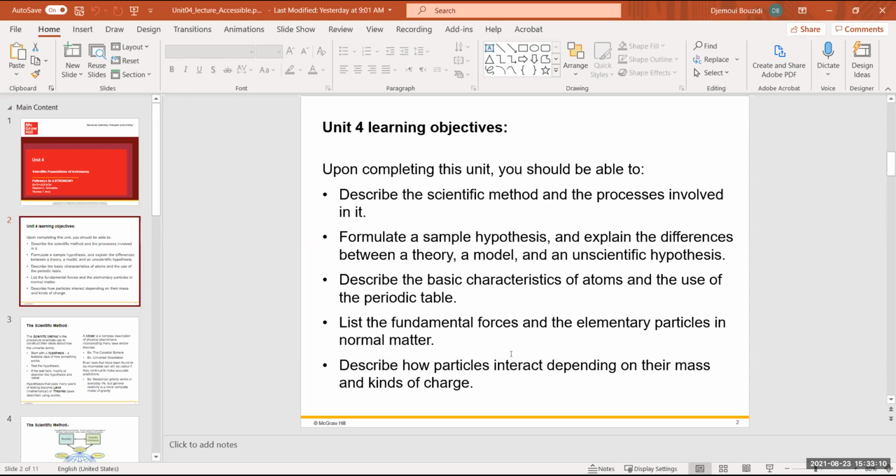And also, a list of the fundamental forces of nature. Turns out that there are 4 of them, 4 forces.